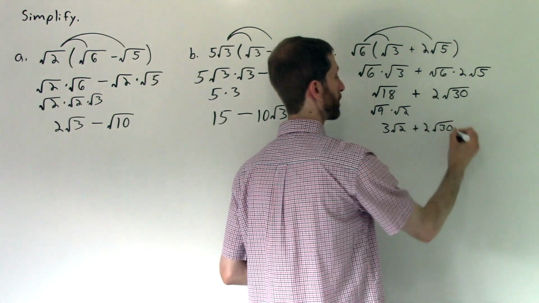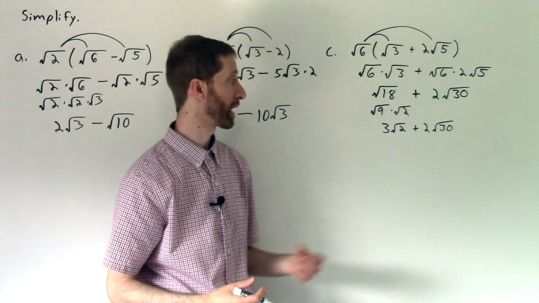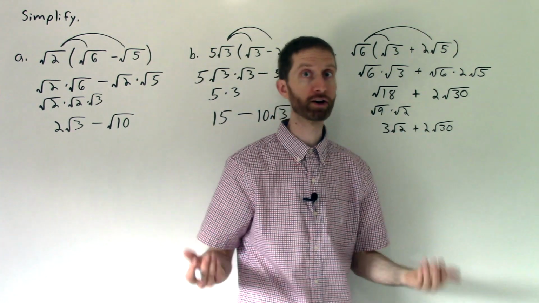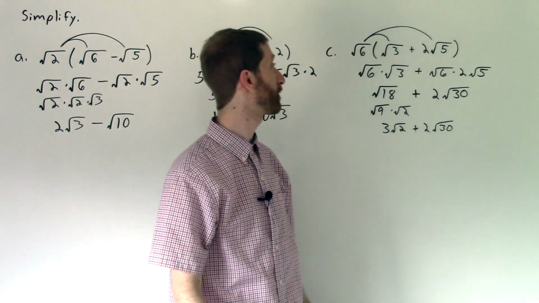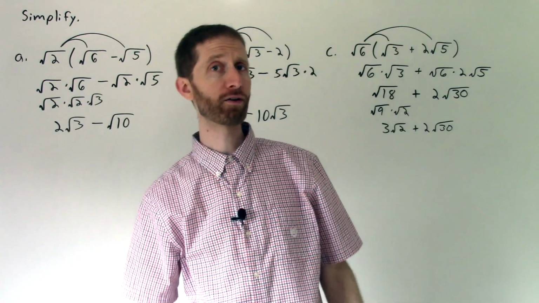30 has no perfect square factors. None of them go into it evenly, so we knew 30 was in simplest radical form, and this cannot be combined because root 2 and root 30 are not the same thing. That's it, peeps. That's all we've got as far as simplifying with the distributive property involving radicals.